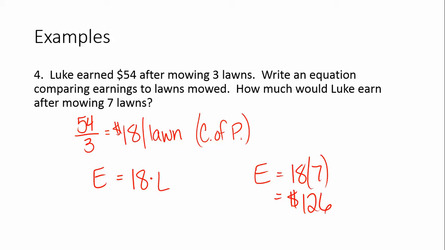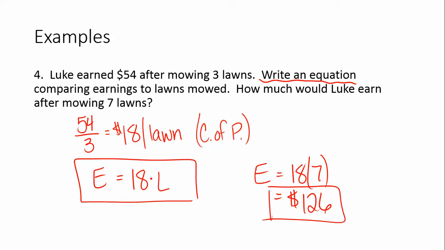Now some of you might be able to do a lot of this in your head. You would do 54 divided by 3 times 7 on a calculator, you get 126, and you think that's the answer. What's the problem? We were asked to write an equation. So when you write the equation, you have to get that constant of proportionality, which is the unit rate. Then you also need the answer for mowing 7 lawns. So there really are 2 parts to this problem, so you can see why it's important to find the unit rate.